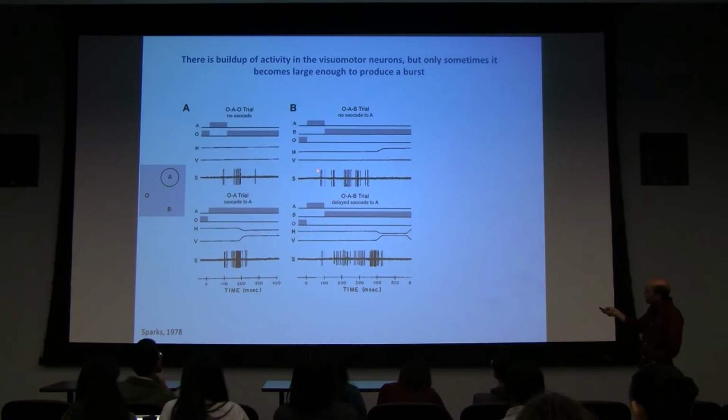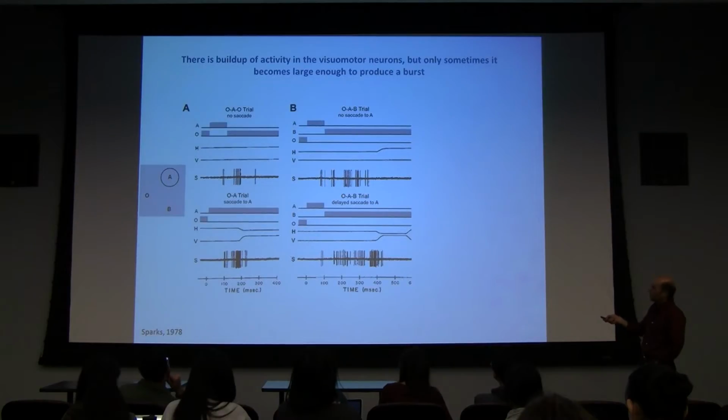So you see what happens here. A appears. A is in the receptive field. The cell fires. It shuts down. A goes away. B appears. And then there's some activity here. And then there's some buildup of activity, but it's not very strong. So it's as if the animal is thinking about making a saccade to A, but eventually doesn't make it.